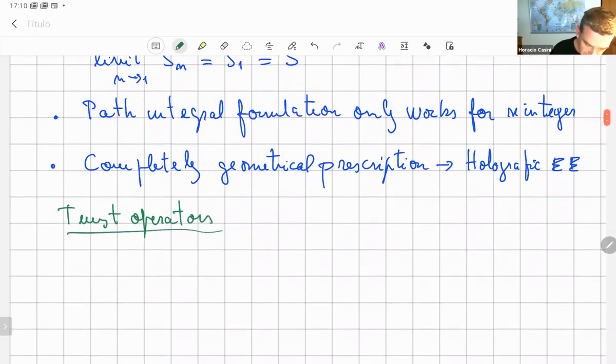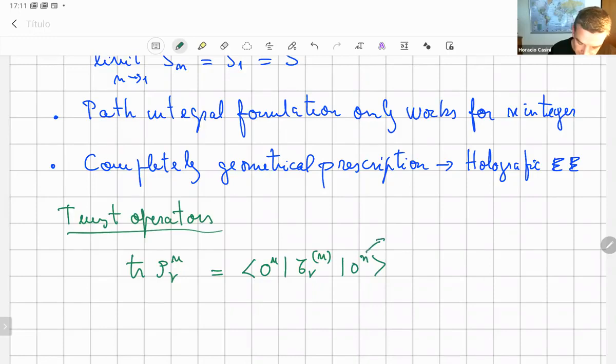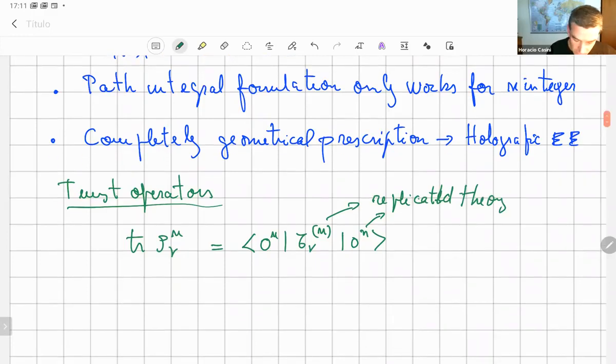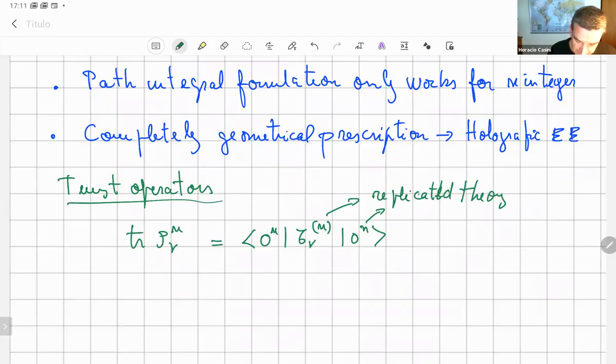And the idea is that the traces of rho to the n for integer powers are in fact vacuum expectation values, or expectation values in the state you are looking at, of some operators, where here I put in this n, meaning that it is in the replicated theory. So as they are particular expectation values of operators, they enjoy the properties of expectation values of operators, and then there are many things you can do with that.